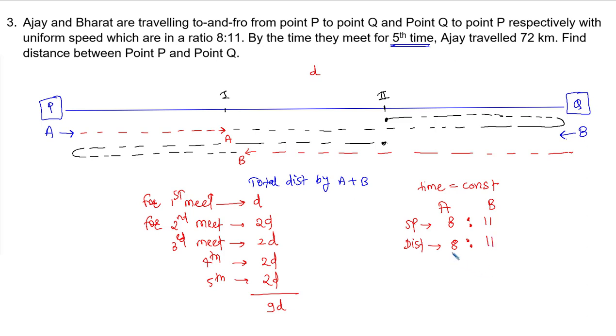So A is going to travel how much distance? A is going to travel 8 parts out of 19 parts. 8 parts out of 19 parts of the total distance traveled by A and B, which is 9D, is equal to how much? 72. So 8 times 9 is 72. You will get the value of D as 19 kilometers. So the distance between P and Q is equal to 19 kilometers.